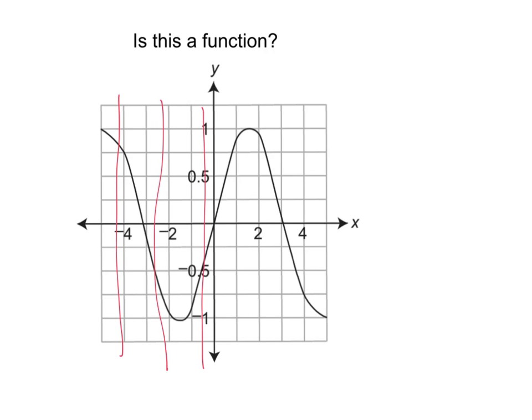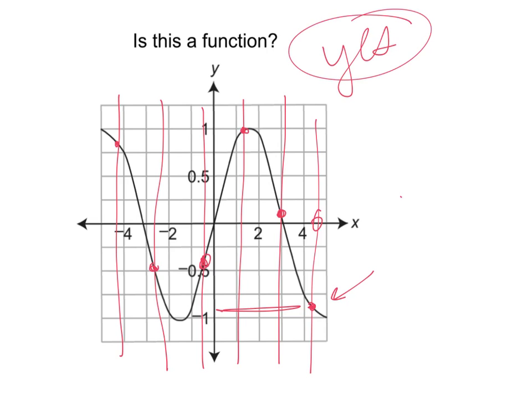Now I'm not drawing these very straight. That's a little better. And you can see I could keep doing this all day long, and no matter how many times I do it, every time the vertical line that I've drawn crosses, it only crosses in one place. So if I were to list these as ordered pairs, each x coordinate is paired with only one y coordinate. So this one, the answer is yes, this is a function.